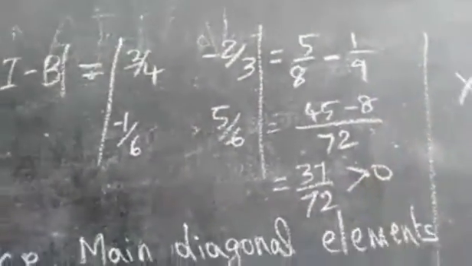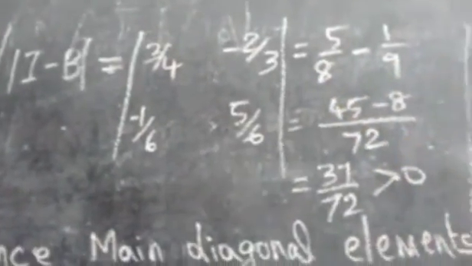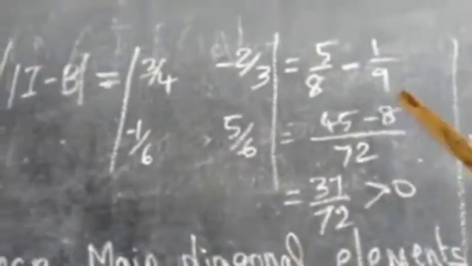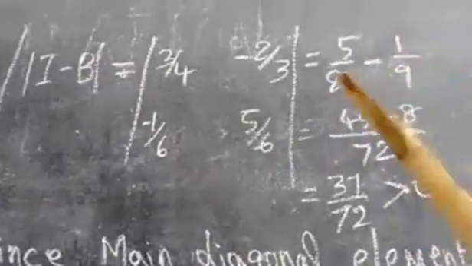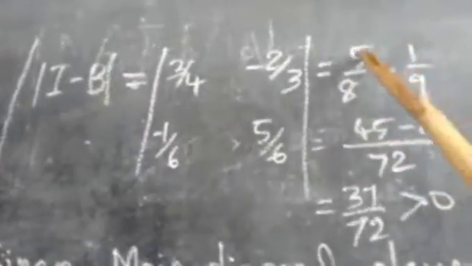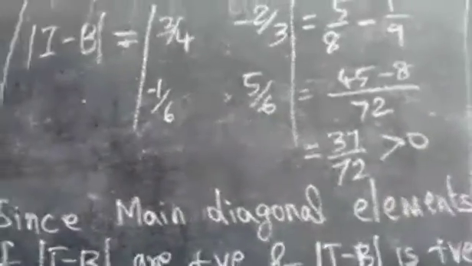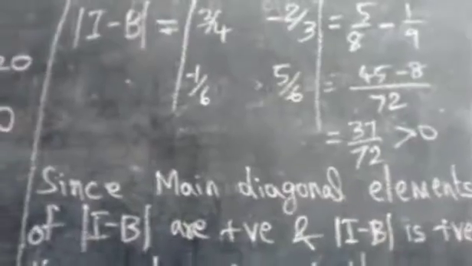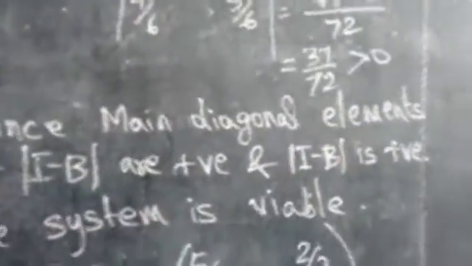Now what do you think about this thing? When I take the LCM of 8 and 9, 8 9s are 72. That is the LCM. Now let us multiply, cross multiplying. What did you get? 5 9s are 45, 8 ones are 8. So 45 minus 8, what did you get? 37 by 72. This is greater than 0. Is it true or not? Yes, it is true only. Why? Because it does not contain a minus.